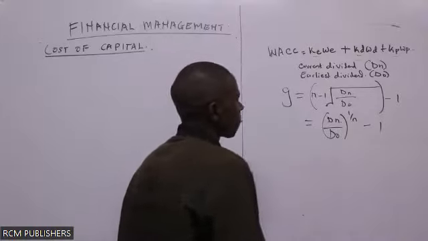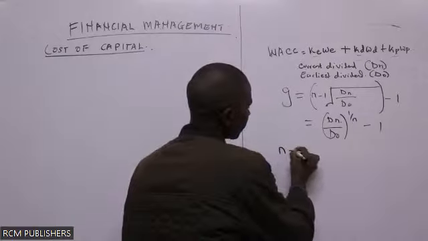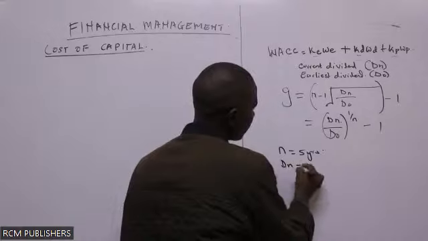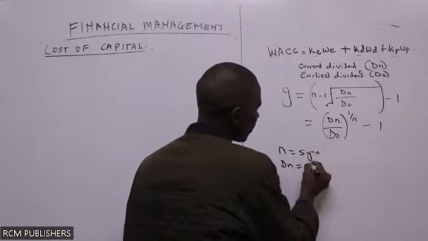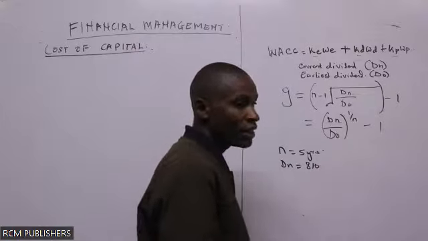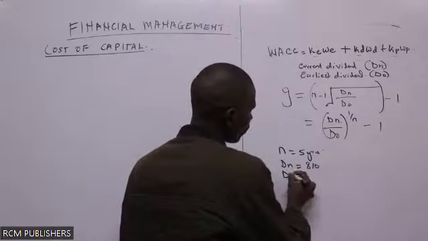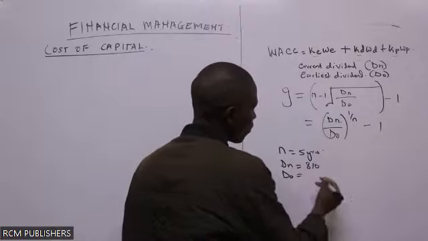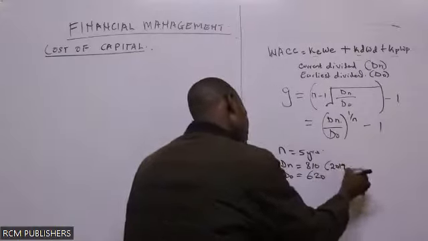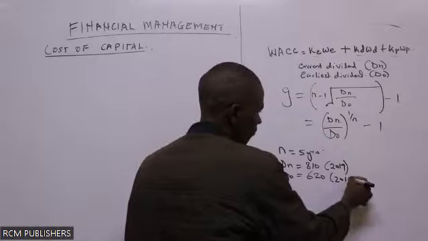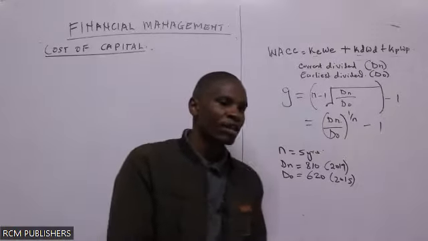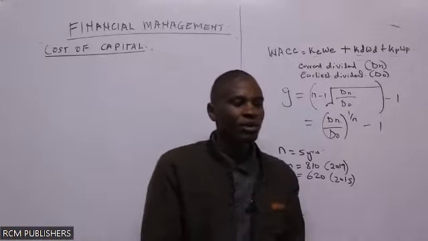We have n. n is 5 years. My Dn, what is our current? We are given by our brand as 810. Of course, everyone can see it is 810 in 2019. Then we have our D0, which is our earliest dividend of 620 for 2015. Now, can you compute for me the growth rate using either of the formulas?